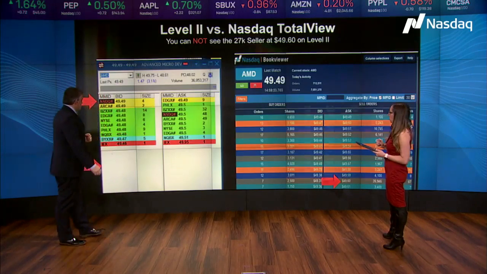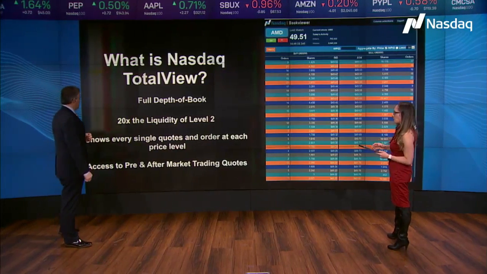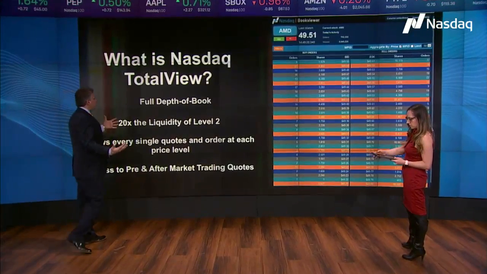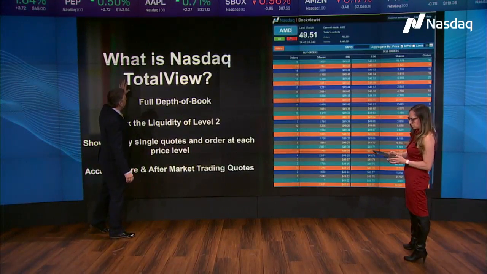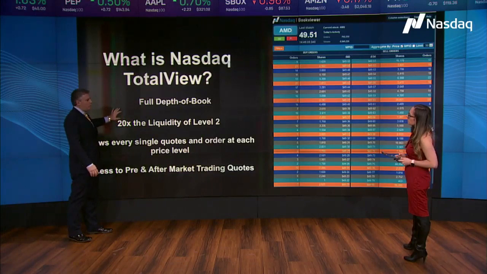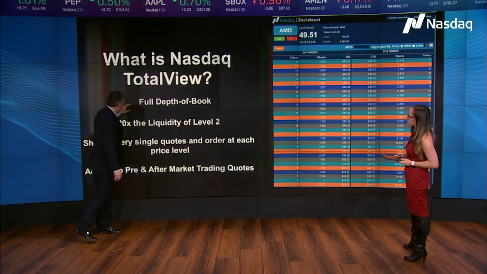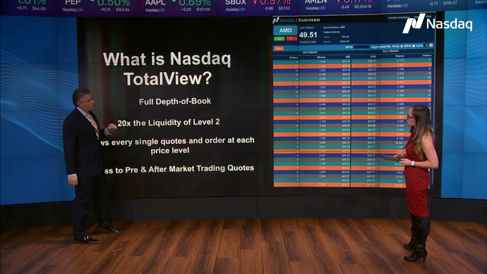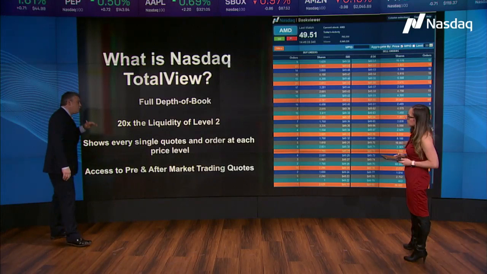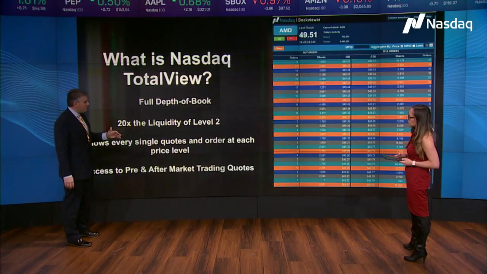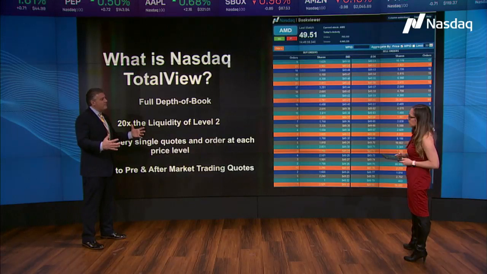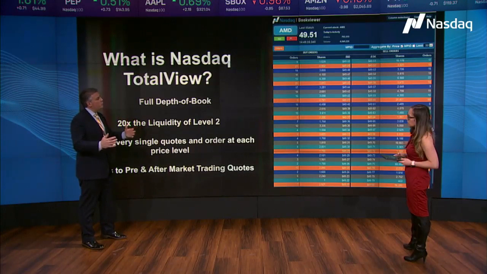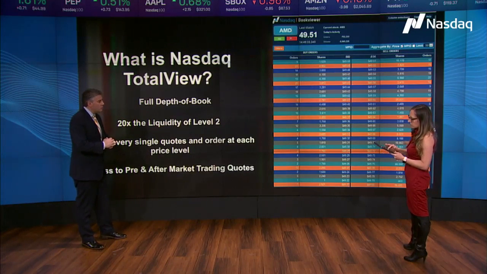All right, our next slide over here, a little bit of a bigger view on TotalView. Just more of an explanation so your viewers can realize what TotalView really is. This comes right off the Nasdaq website. It shows you full depth of book. You get 20 times more liquidity on level 2. It shows you every single order that's being placed out there. And you also get access to pre-market and aftermarket, which is where a lot of us traders make most of our money, is looking at those orders.